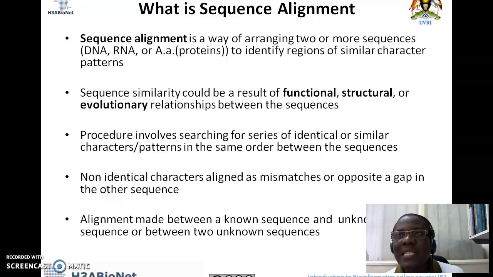So, what is sequence alignment? Sequence alignment is a way of arranging two or more sequences to identify regions of similar character patterns that could be as a result of functional, structural, or evolutionary relationships between the sequences. We search for series of identical or similar character patterns between the two sequences. Alignment could include mismatches or gaps for non-identical character patterns or alignments. An alignment can be made between any two sequences.